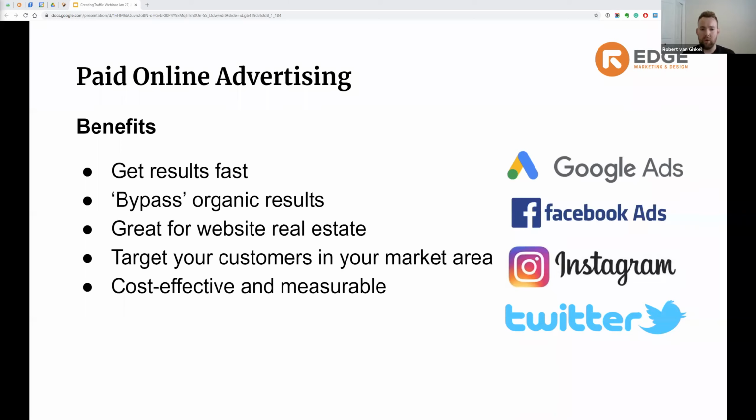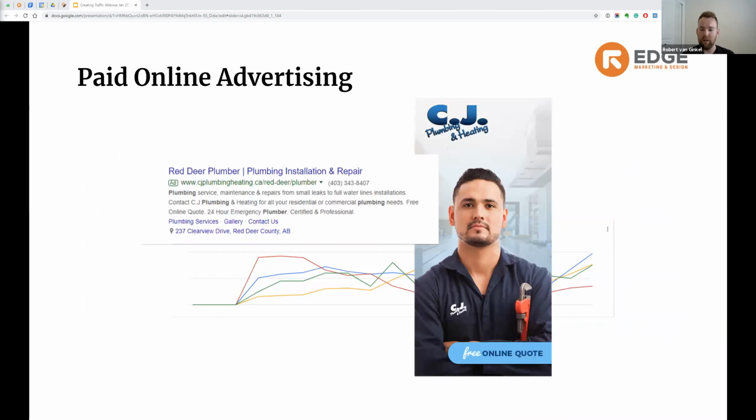So with Google or Facebook or Instagram or LinkedIn advertising, it's a great way to bypass that and really start showing information about your business right away. And it's a great way for website real estate. So what I mean by that is, Peter, if you don't mind going to the next slide there, you can show a lot of information that you normally can't show on your website right away when you launch it.